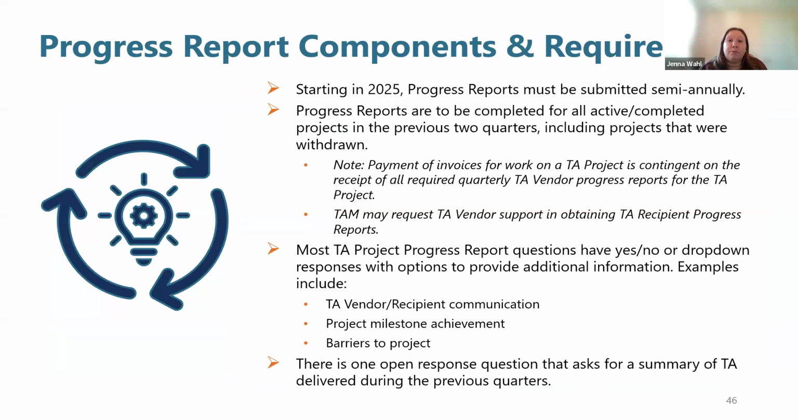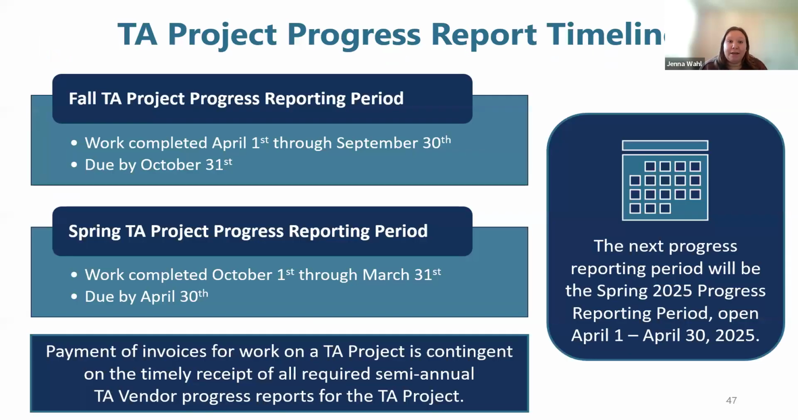Starting in 2025, progress reports will be submitted semi-annually instead of quarterly. Progress reports will continue to be required for all active and completed projects during the requested time period. Please note that payment of invoices is contingent on receipt of semi-annual progress reports. Most TA project report questions have a yes or no drop-down and include some short answer responses about barriers and achievements to date.